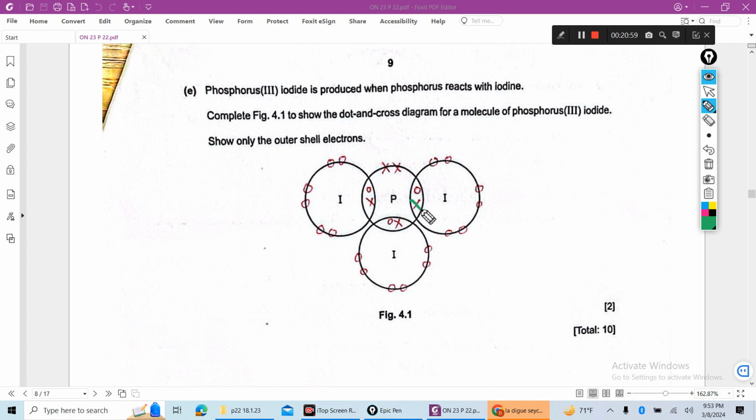So it gives 1, 2, 3, so the remaining 2 are non-bonding electrons, or a lone pair. Now iodine is group 7, so it has 7 electrons in its outer shell. If it gives 1 electron here, the remaining 6 are non-bonding electrons, lone pairs. Every iodine has 2, 4, 6.